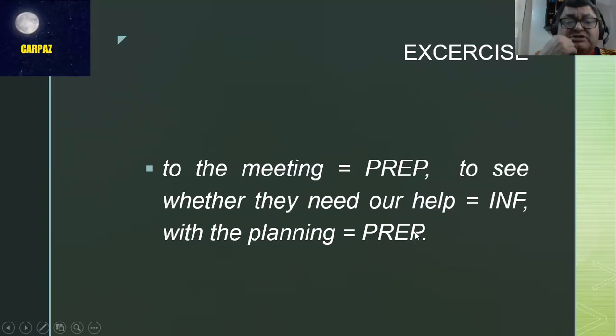So here's the answer to number two. To the meeting is a preposition. To see whether they need our help is an infinitive. And with the planning is a preposition. There are only 9 sentences. 1 and 2 are already done. You will do 8 and 9 by yourself.